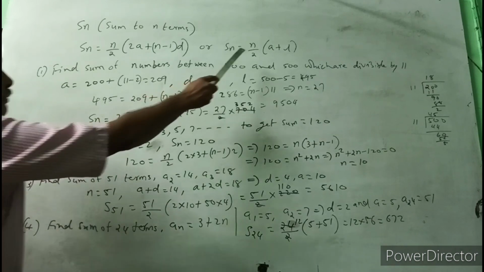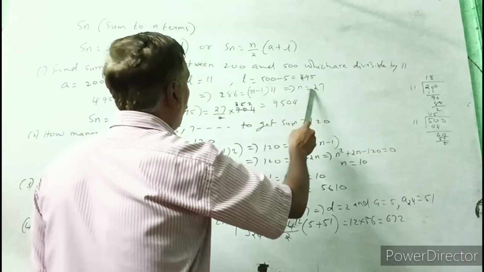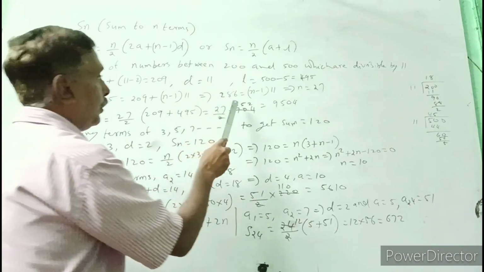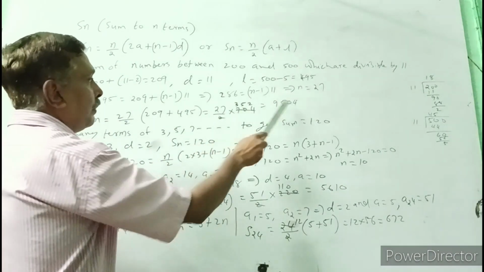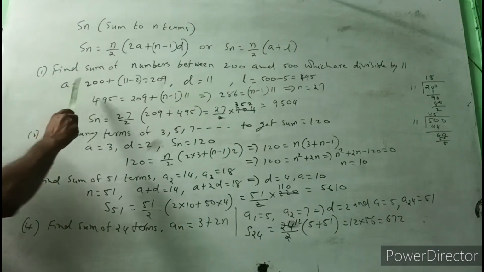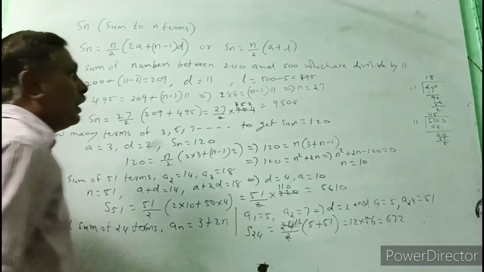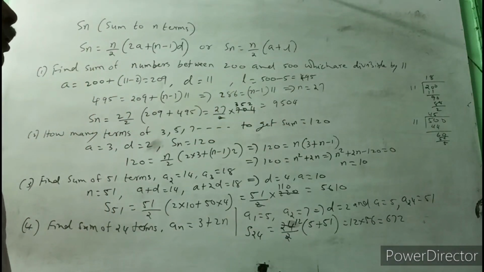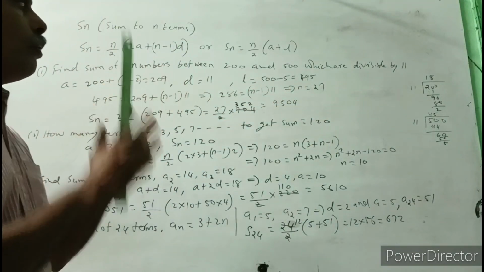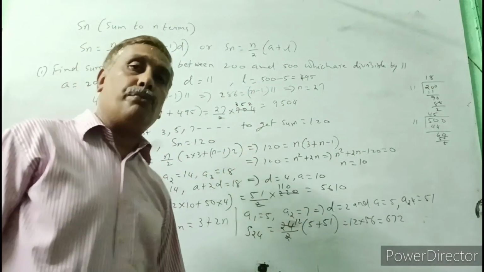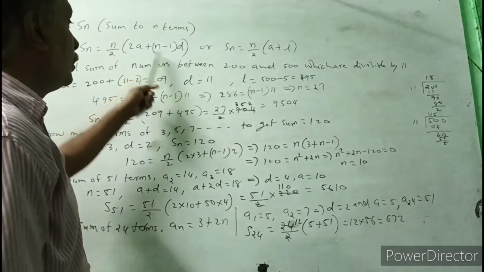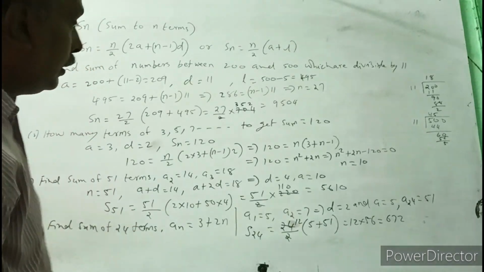Then the Sn formula, the second formula I use, because the last term we are knowing. That is n by 2 into a plus l. So 27 by 2 into this you are adding and simplifying, we get 9504 is the total. Means these numbers between 200 and 500 which are divisible by 11, all the numbers you are finding, and we know there are 27 numbers. If we are adding all of them, you will get 9504. That's the meaning. We use the formula, otherwise by calculation it will take too much time. So by using this formula, we can directly do it.